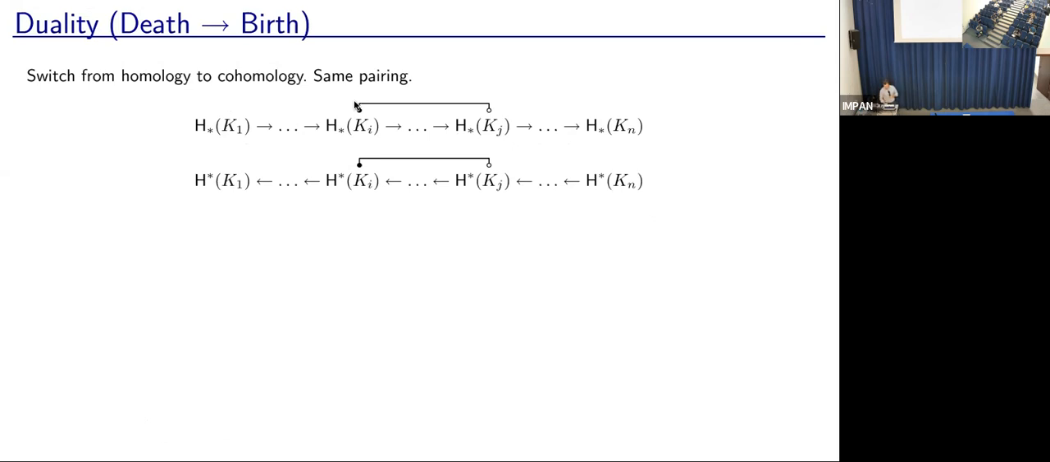And the trick is the following, right? If we switch from homology to cohomology, the persistence pairing doesn't change, just by duality. Except the roles of birth and death change. So if I have a cycle that's created at Ki that becomes zero at Kj, then there's going to be a co-cycle in Kj that by restriction will disappear past Ki. So you get the same pairing, but a slightly different interpretation.